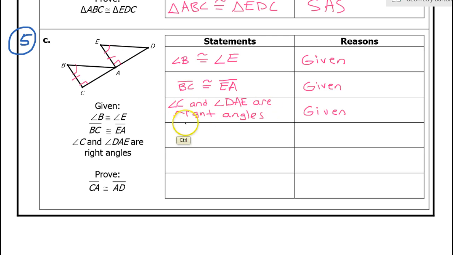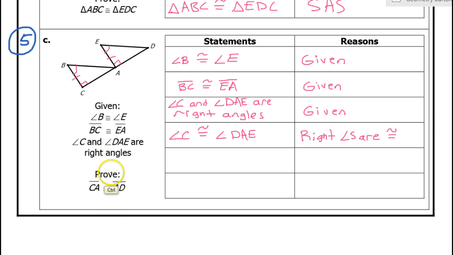So now that we've said that they are right angles, we can now say, okay, that means that angle C is congruent to angle DAE, because right angles are congruent. Okay. That gives us enough information to prove that the two triangles are congruent.